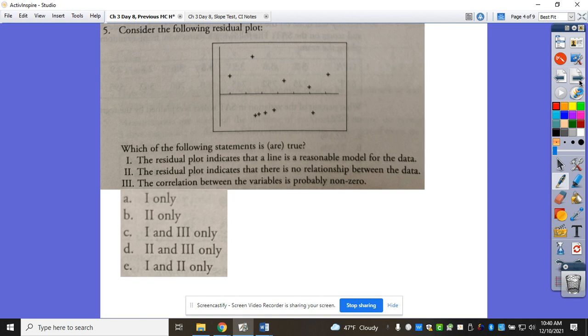We want to check the residuals plot for three things. What's the first one? No pattern. The second one? Equally scattered above and below for all values of x. And then what's the third one? Relatively small. We don't see numbers, so we really can't check that one. But there's definitely no pattern.